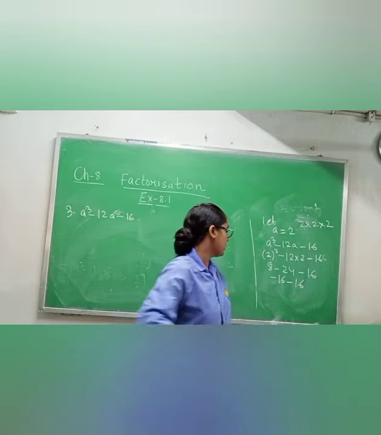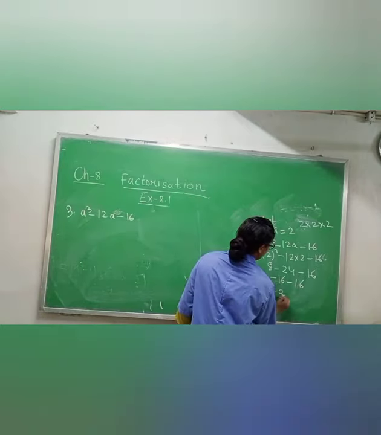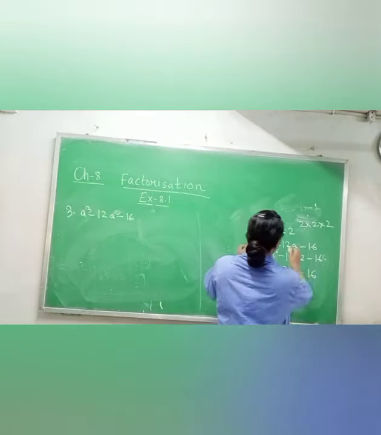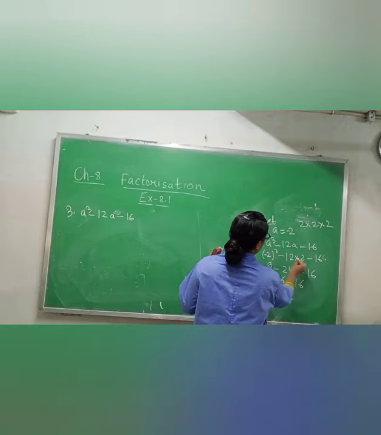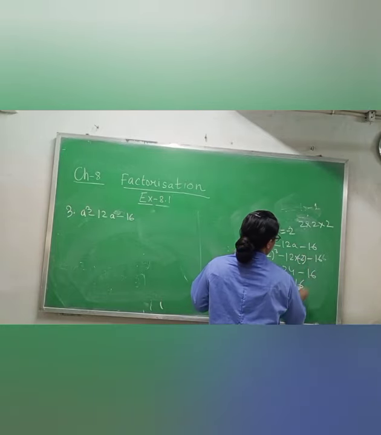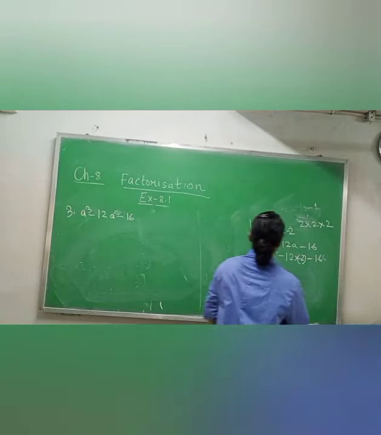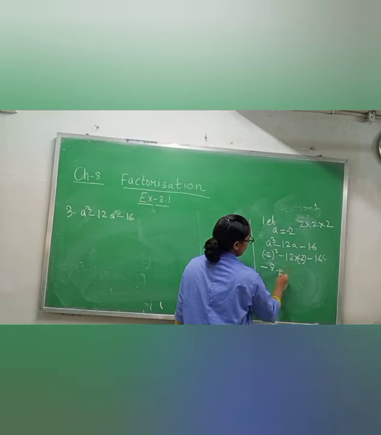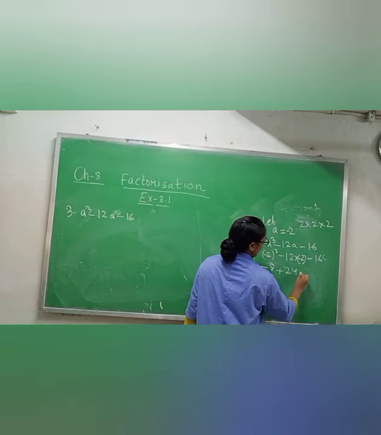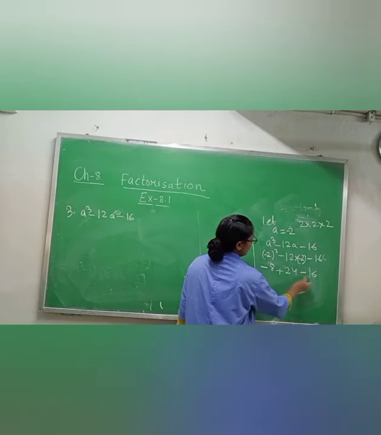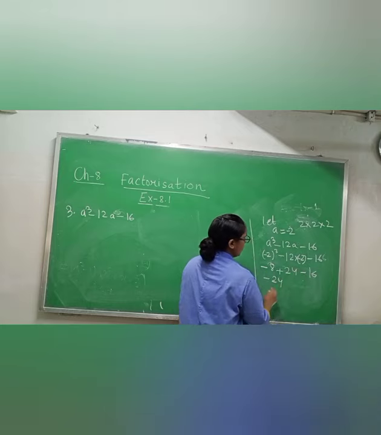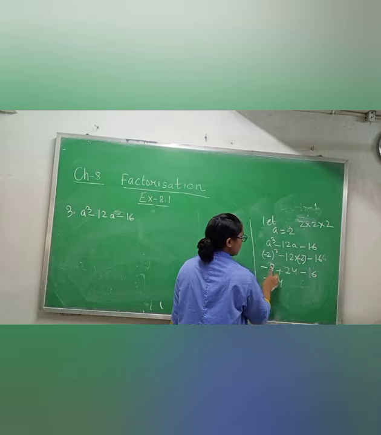You are not getting 0 in this one also. You are getting minus 32. Again take minus 2. So I am giving minus 2. Now see, power is odd, it means minus sign will come. 2 cube will give you 8, minus minus plus 12 into 2, 24, minus 16. Now minus 8, minus 16, minus minus plus minus 24. You know minus minus plus 16 plus 8, 24.